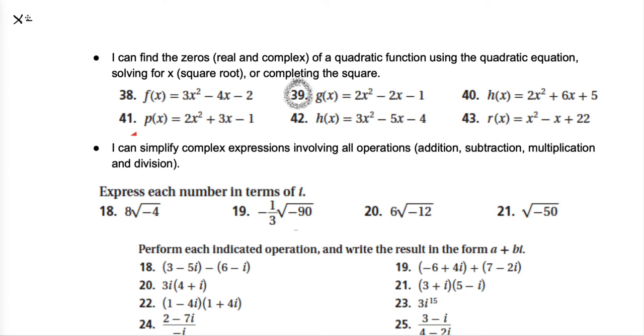So the quadratic formula is negative b plus or minus. Sorry, I kind of forget that you guys don't have it fully memorized yet. And if you do, that's awesome. Negative b plus or minus. Yep, there's the song.